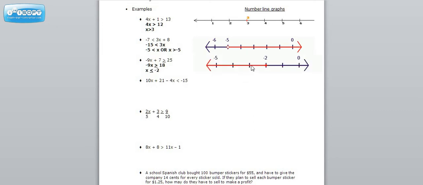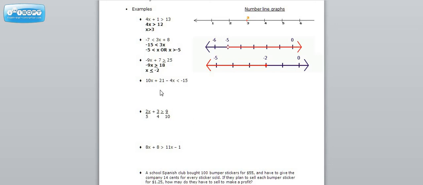And so here's my number line graph for that. Notice I have a closed dot on negative 2. Negative 2 is included in my answer. X is less than or equal to negative 2. So my negative 2 gets shaded, and everything less than negative 2 is shaded.